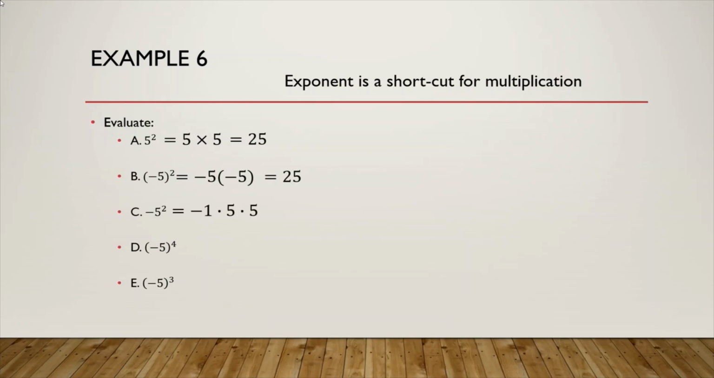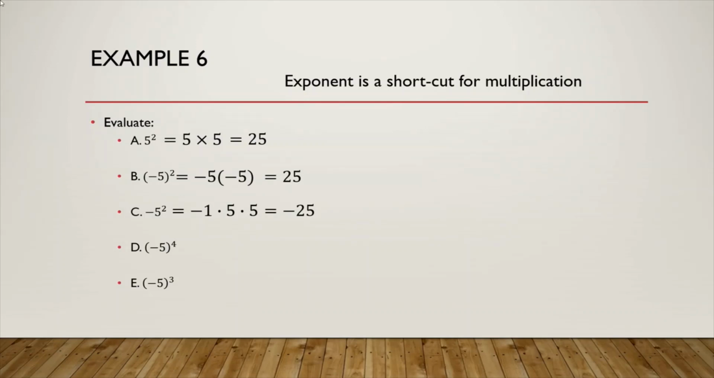So it would be negative 1 and then 5 times 5. Look at the difference between B and C, and notice that the negative 5 for letter B is inside the parentheses. So that tells you what you're multiplying together, those number of times, is negative 5. Where with letter C, the 2 is only attached to the 5. So only there the 5 is being squared, and a negative just comes along for the ride. So it would be 5 times 5, which is 25, times negative 1, which would be negative 25.